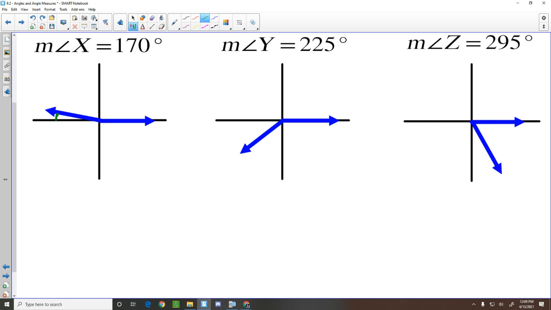So, for this first one here, I'm going to compare it to, this is the x-axis. How many degrees is that there? Straight out to the left is how many degrees? If that's 180 degrees, and this angle is at 170 degrees, how far apart are those two numbers? Just 10, correct. So this would be a reference angle of 10 degrees.